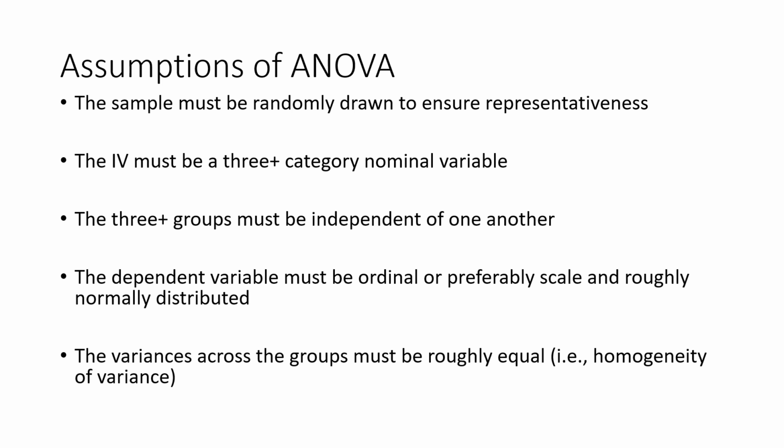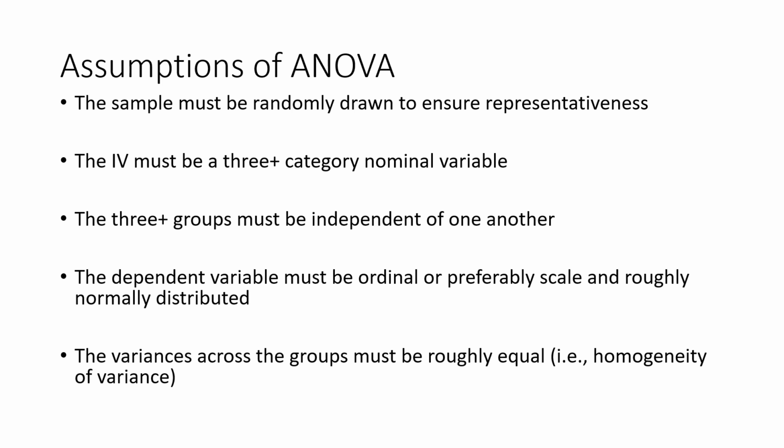The independent variable must be a 3-category nominal variable. This is only partially true. In theory, you could do an ANOVA with only 2 categories, but it wouldn't make any sense because if you only had 2 categories, then you would do a t-test instead. So for all practical purposes, we'll assume that when carrying out an ANOVA, there should be 3 or more categories. And these 3 or more groups must be independent of one another. So this means that, for example, membership in one group should not depend on another group.